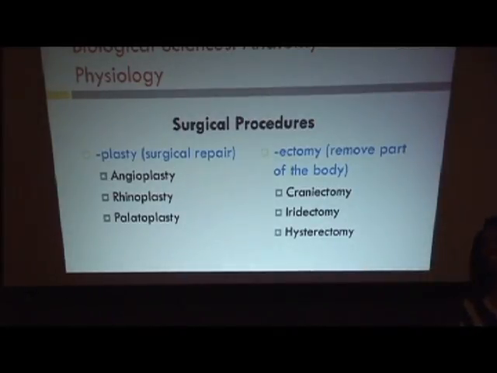Rhinoplasty. Now, you may not know exactly what rhino means, but think about the animal, rhino. What's so prominent on an animal, on the rhinoceros? Pardon? Nose, right. So therefore, rhinoplasty is what kind of surgery in particular? What are they doing?